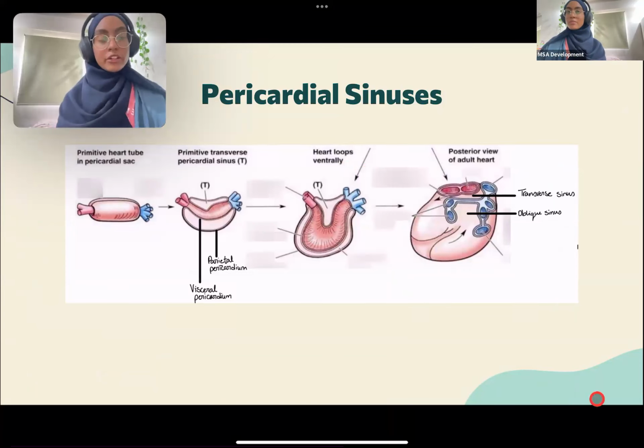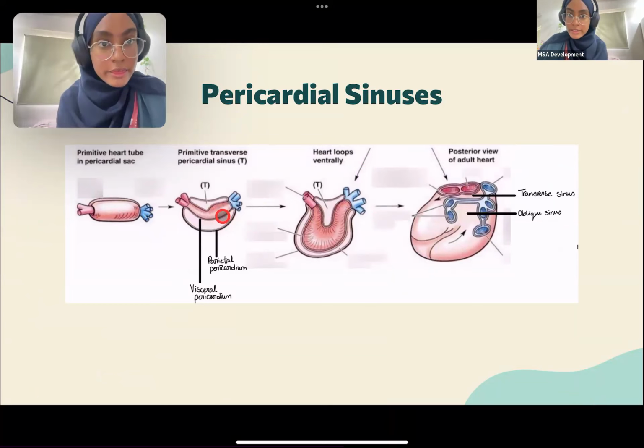Now let's talk about the pericardial sinuses. This is probably discussed in embryo, but to kind of quickly understand it. The heart starts as a tube. This is the arterial side. This is the venous side. Okay? You can see here this is the visceral pericardium, and this is the parietal pericardium.